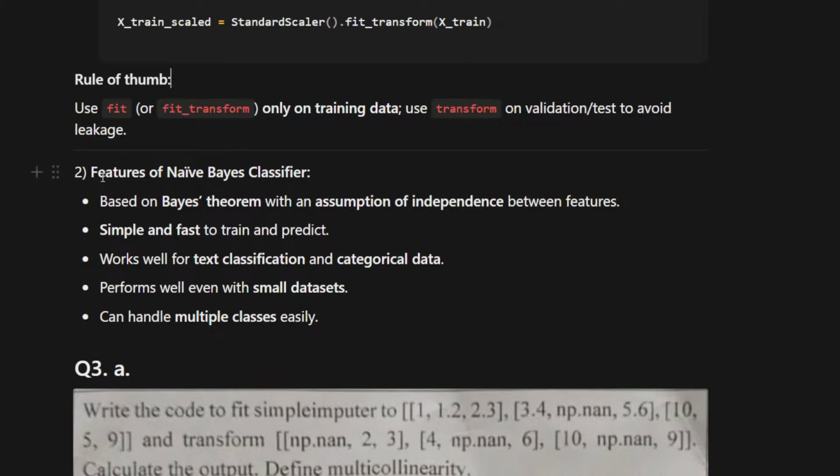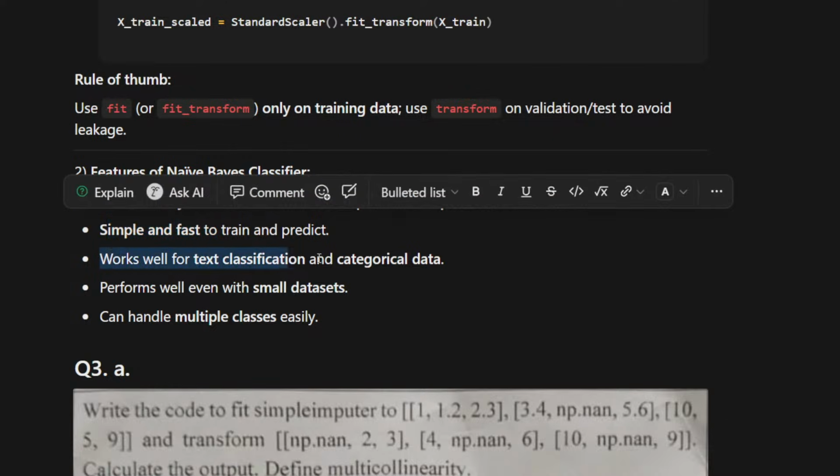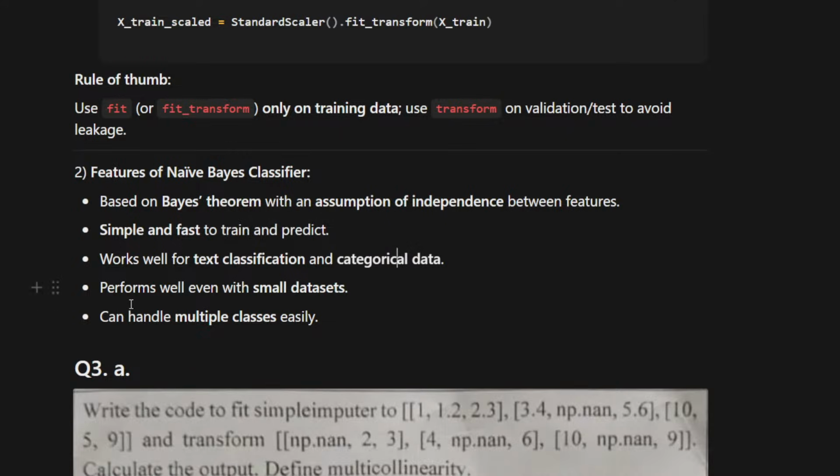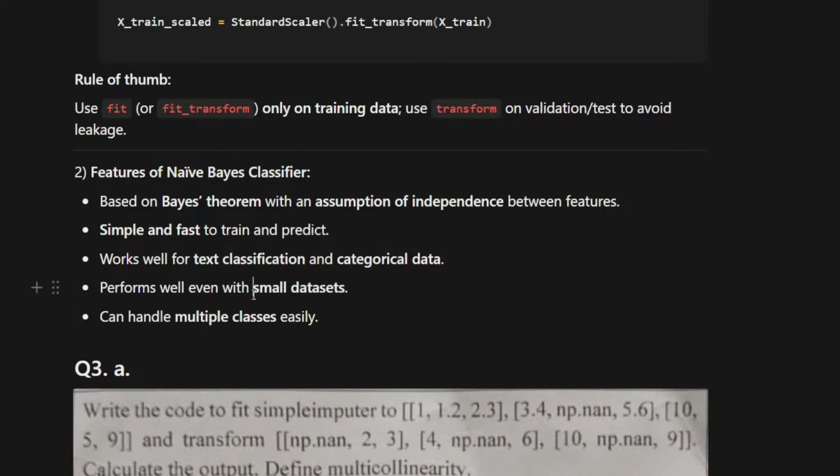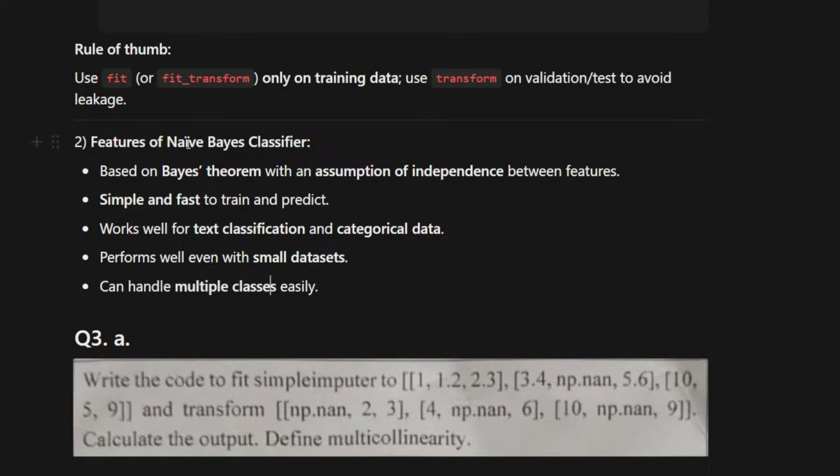That's it. So next, the next subdivision in this question itself, features of naive Bayes classifier. It is based on Bayes theorem with an assumption of independence between features. So features must be independent. That's one of the assumptions of naive Bayes. It is simple and fast to train and predict, works well on text classification and categorical data, performs well even with small data sets. This is one of the main features of naive Bayes classifier, and it can handle multiple classes easily. These are the features of naive Bayes.